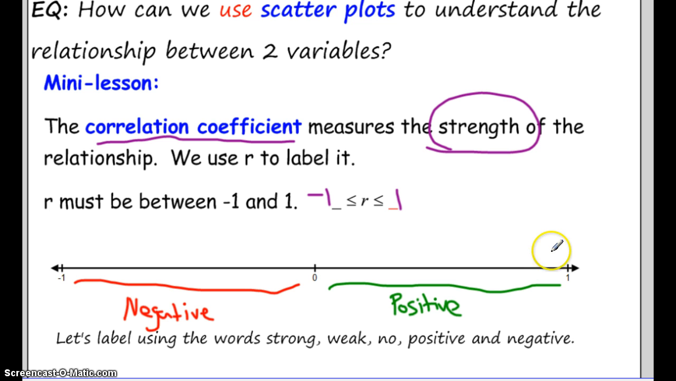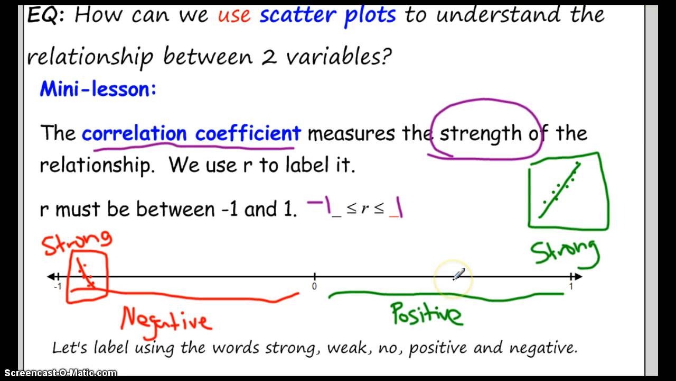Now, we have all sorts of different strengths, okay? The closer it is to 1, the stronger the relationship is. So if the correlation coefficient is close to 1, it's going to have a strong correlation. As you can see on this scatter plot here, the dots are very close to the line. Similarly, if it's close to -1, it's going to have a strong negative correlation. As you can see on this scatter plot, they go in a negative direction, but they're also very close together.